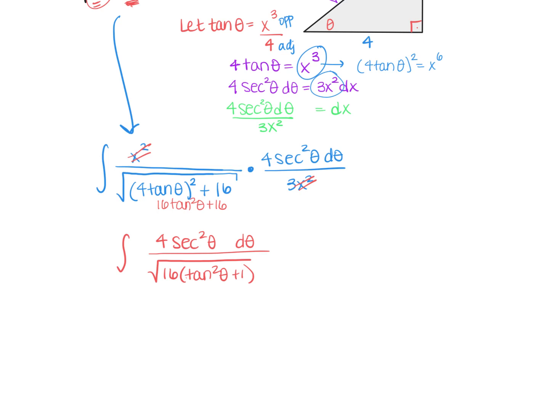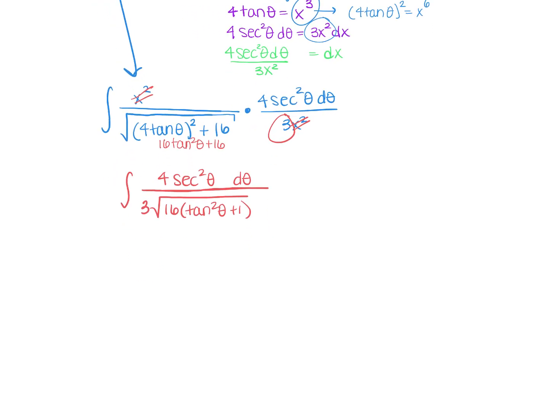Did I copy everything? 4 secant squared theta d theta? Yes. Oh, I forgot the 3. See that little 3 right there? So I need that 3 for sure. So I'll put it right here. Okay, so now if I look at this, I can keep going. By our Pythagorean identity here, tangent squared of theta plus 1 is secant squared theta. So I will do this one step at a time here. So this is 16 secant squared theta.